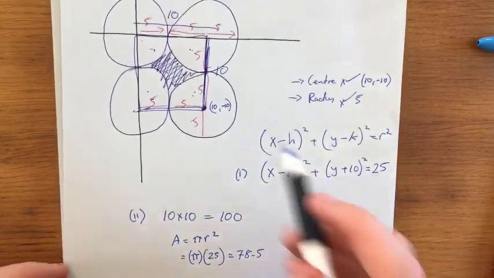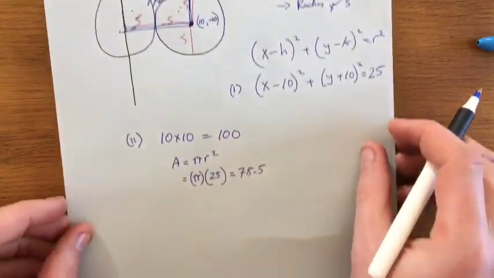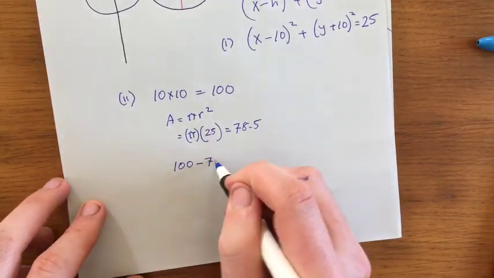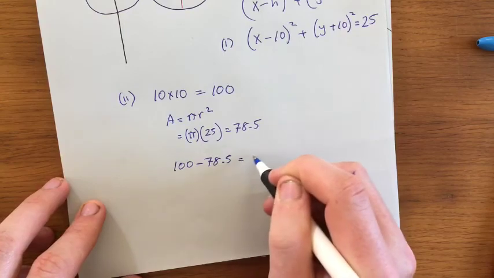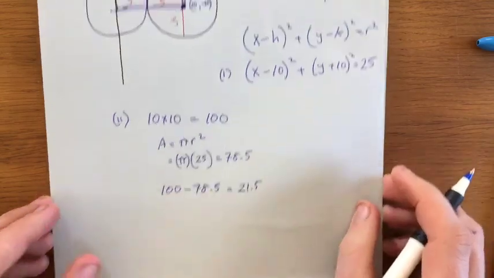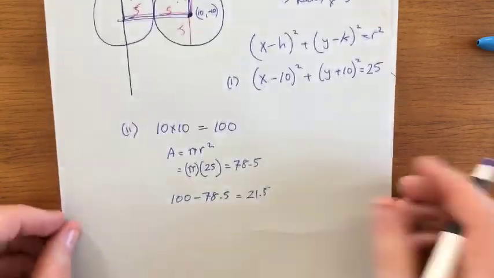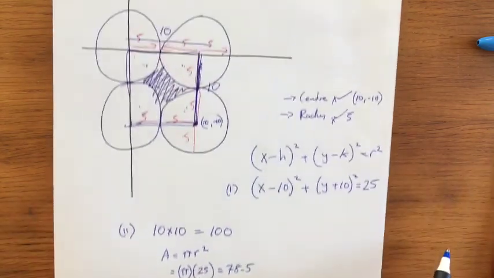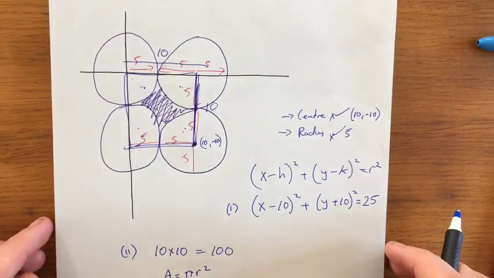And then to find the area of the blue part, we obviously just get the whole thing, which is 100. We take away 78.5, and that gives us an answer of 21.5. I can't remember what our units were, but if they were centimeters, it would obviously be centimeters squared. So that is the solution to that question there.